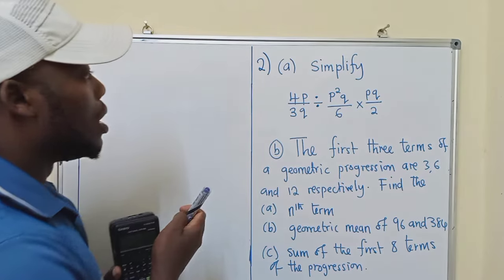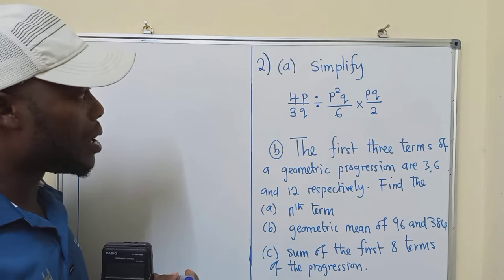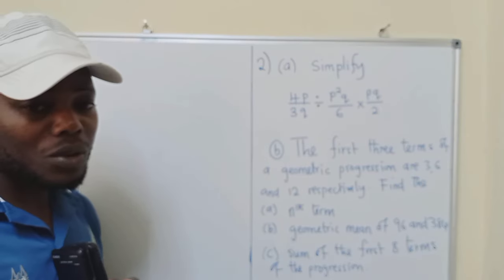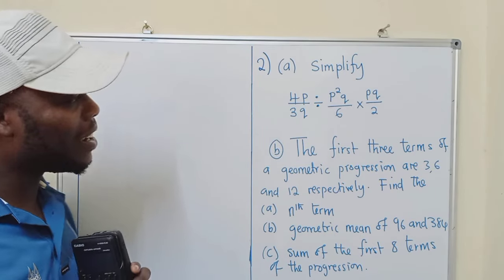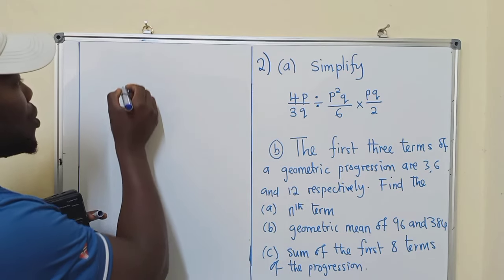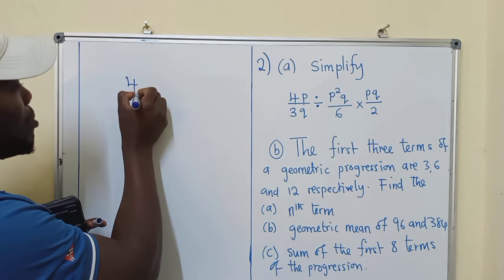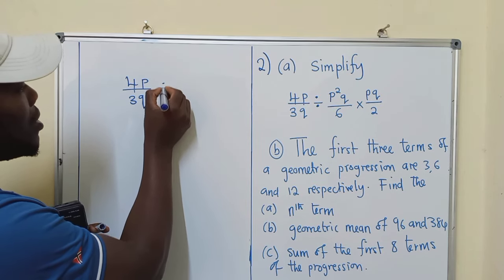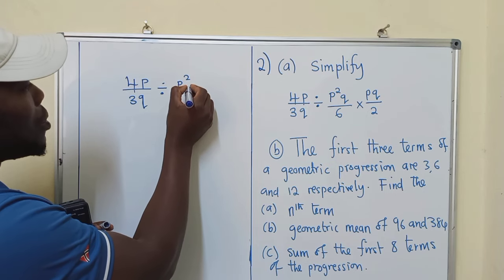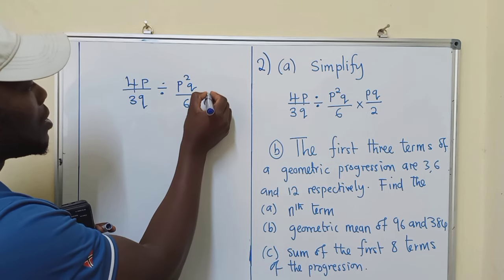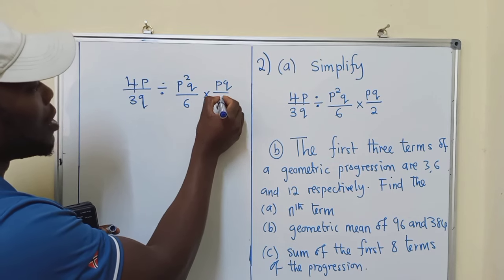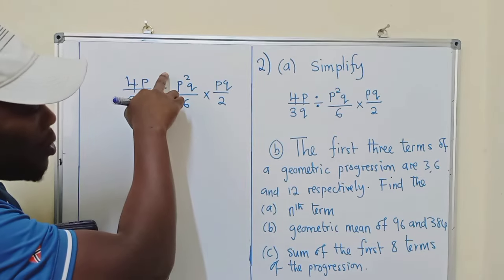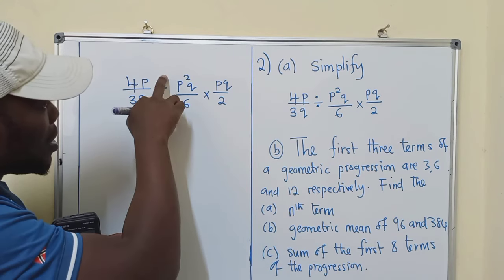So the first question here, we need to simplify. How do we simplify this one? Is it something that is easier for you to simplify? No. Okay, let's give it a try. So BODMAS must be applied here. This is what we have: p squared q over 6 times pq over 2. The first thing must be to change right here.